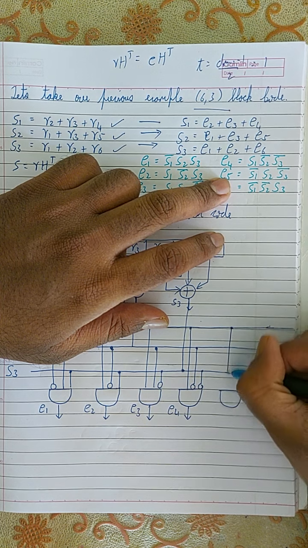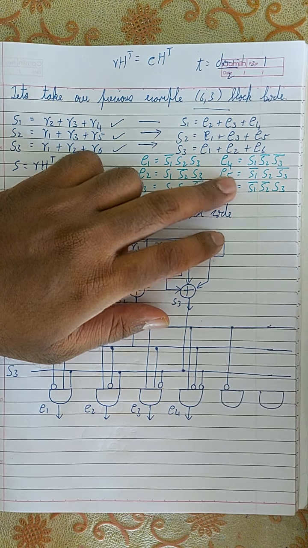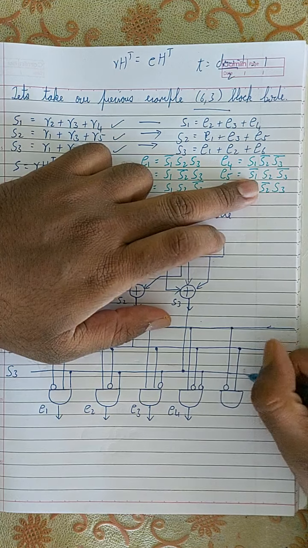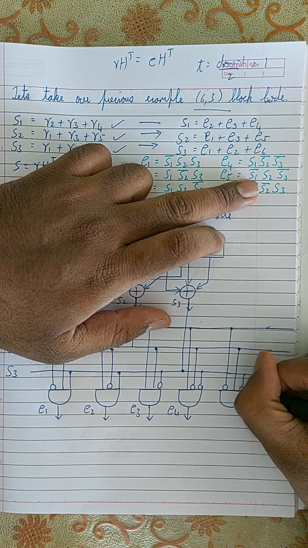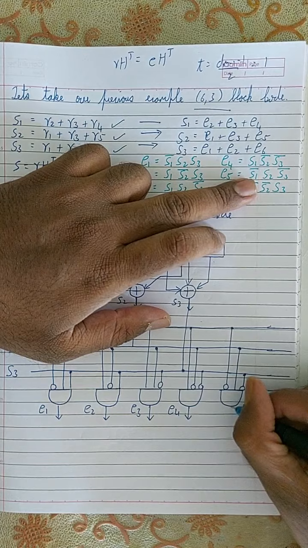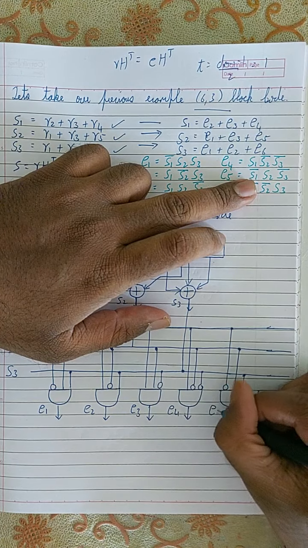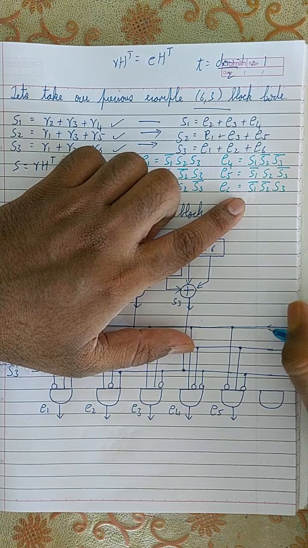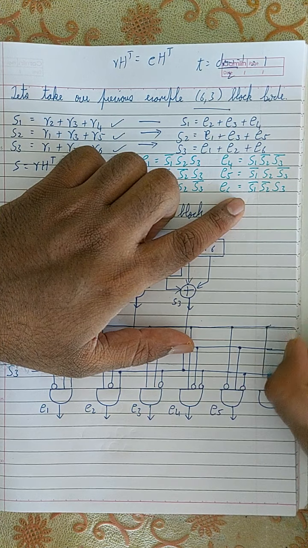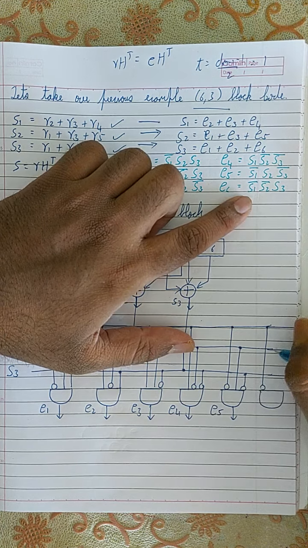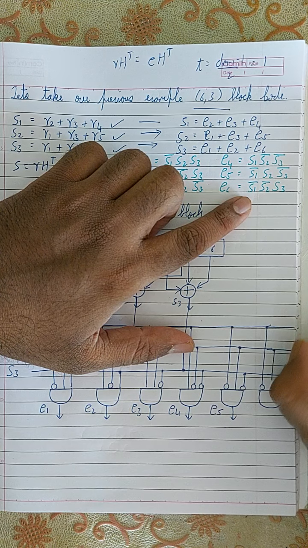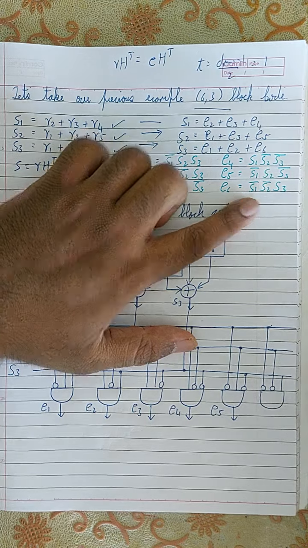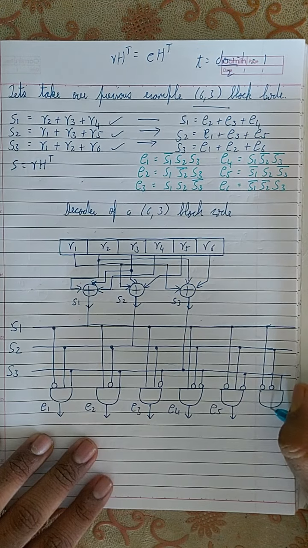Now what is next, for E5? It is S1 bar, S2, S3 bar. This is E5. Okay, now this is E6. E6 is S1 bar, S2 bar, S3. This is E6.